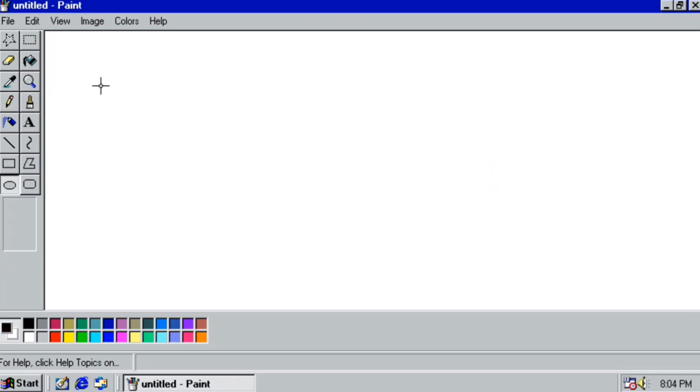So what do we call the perimeter of a circle? The perimeter of a circle is called the circumference.